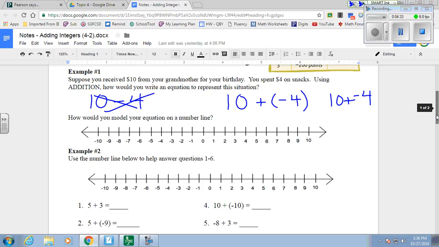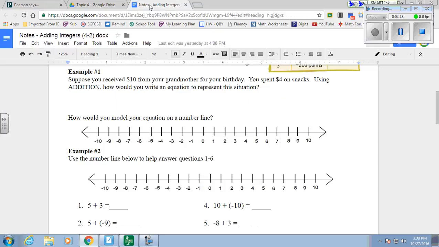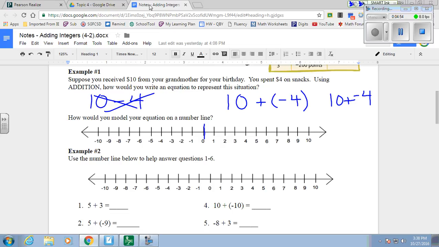How would you model your equation on a number line? Well, I would say, okay, I'm going to go at the 0, just like we did with our models. If we go back and look at what he did, remember they started at the 0. And I'm going to move to the right 10 because I'm talking about going positive. So I know that I'm ending at the 10.